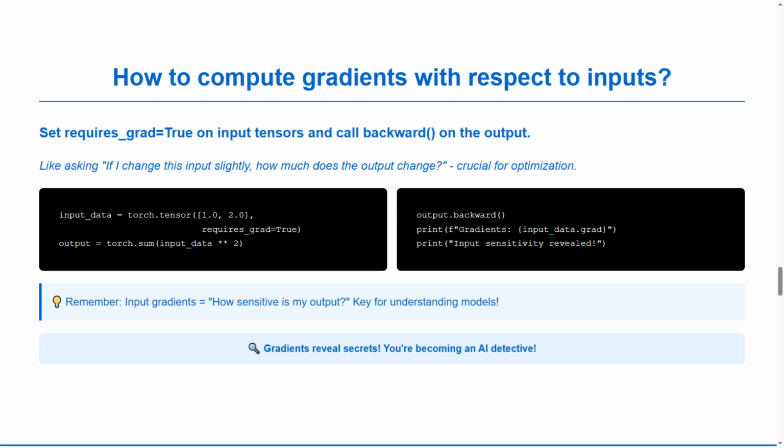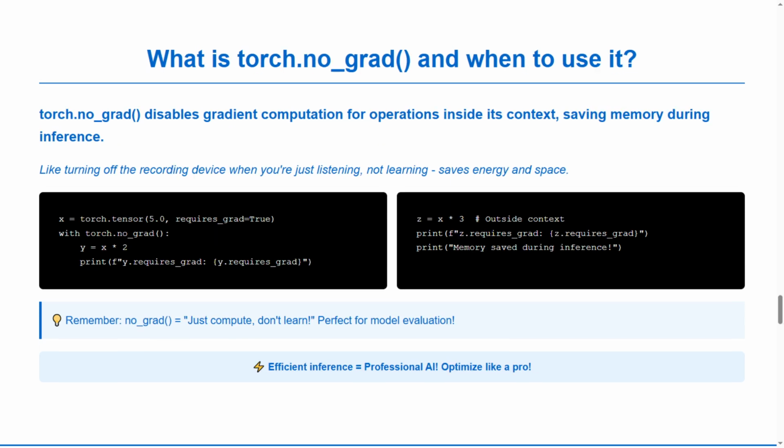Key for understanding models. Gradients reveal secrets. You're becoming an AI detective. Summary. Set requires_grad true on inputs then call backward for sensitivity analysis.